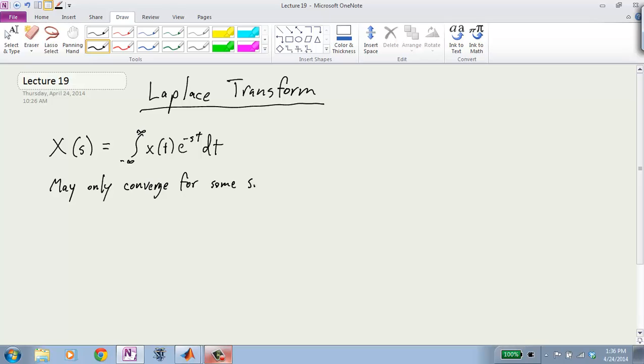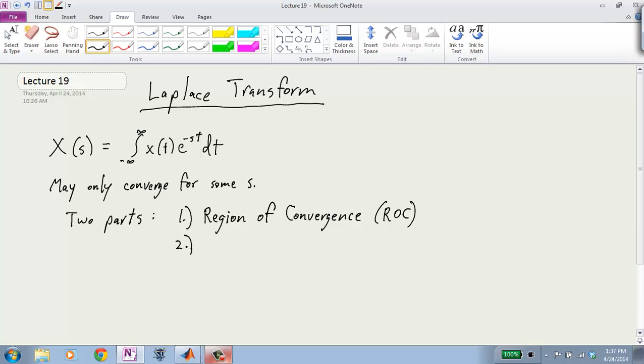So there are two parts then to the Laplace transform. You have the region of convergence, which we'll just call the ROC. And then within that region, you have a formula. So that's X of s. Right, so you have these two parts, both important for expressing the Laplace transform.